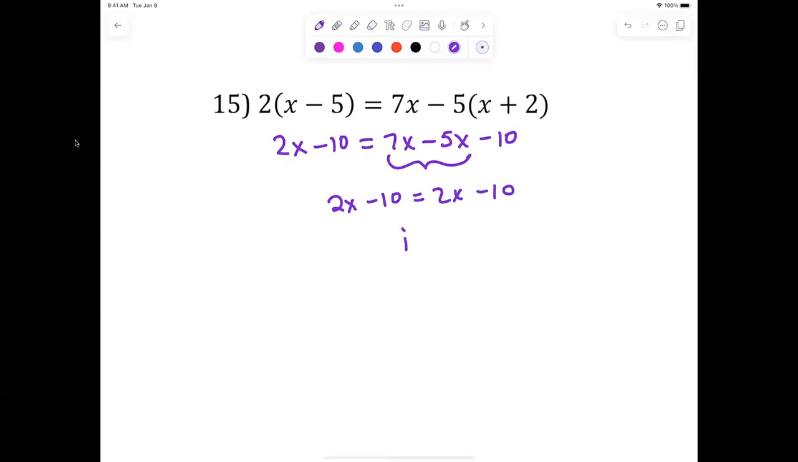This is referred to, remember, as an identity. Identity just means all real numbers. That is an identity. That's the answer. All real numbers. Peter, this is what you were asking me about. This is not a no solution. This is an identity. 2x minus 10 always equals 2x minus 10.